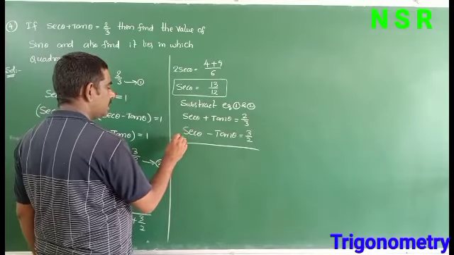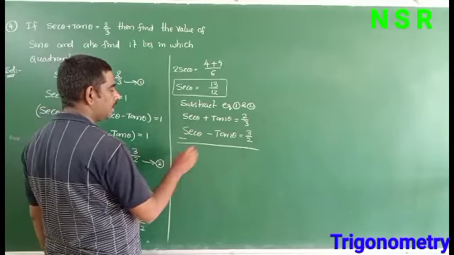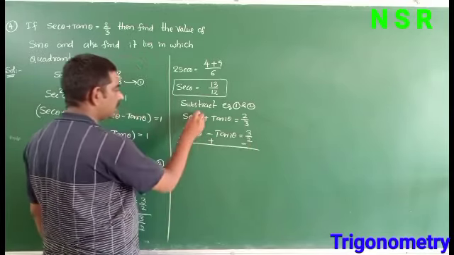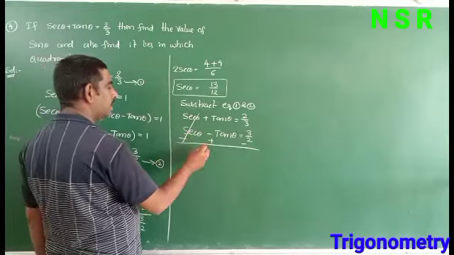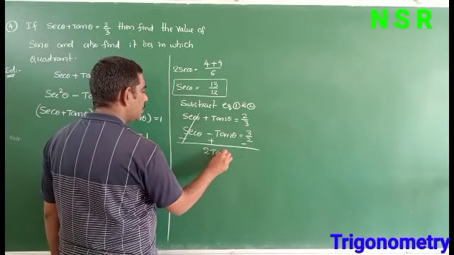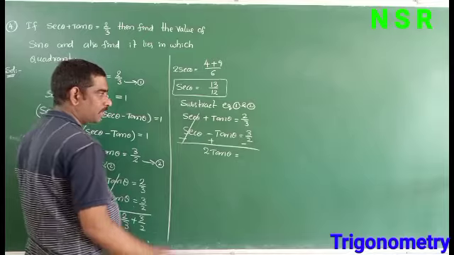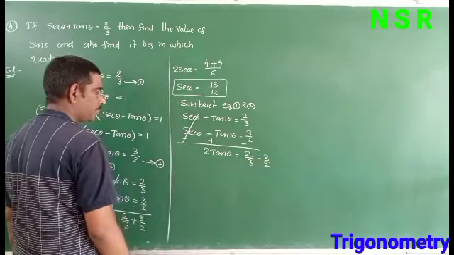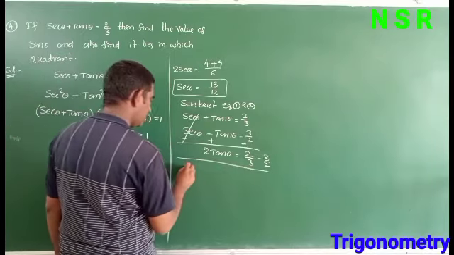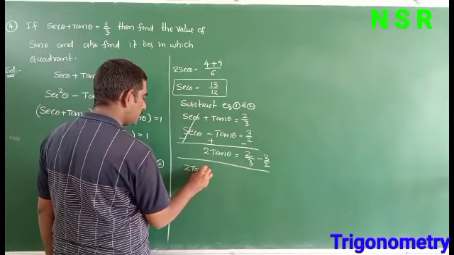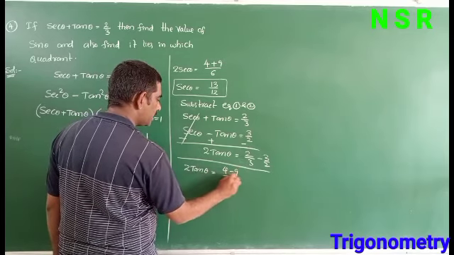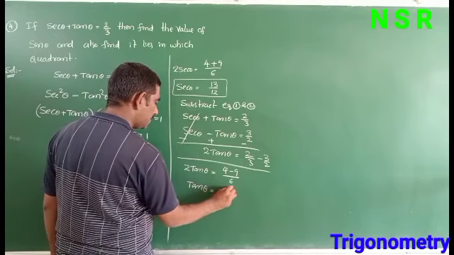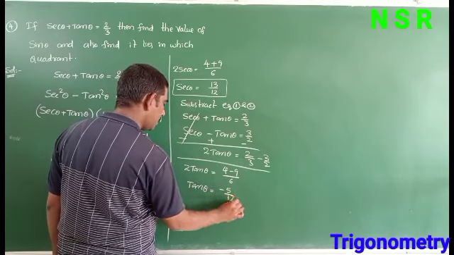So here change the sign. So secant plus is there, right here minus, minus tan right here plus, here plus 3 by 2 right here minus. Now secant get cancelled, tan theta plus tan theta 2 tan theta is equal to 2 by 3 minus 3 by 2. So 2 tan theta equal to (4 minus 9) by 6. Now tan theta is equal to 4 minus 9, minus 5 by 12.